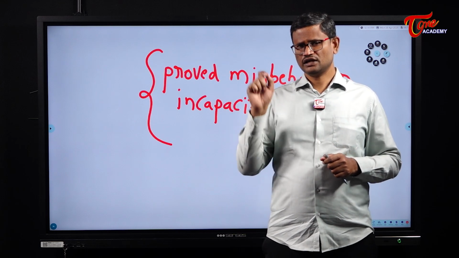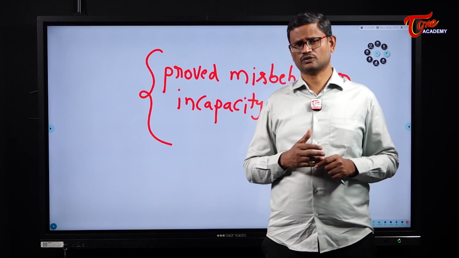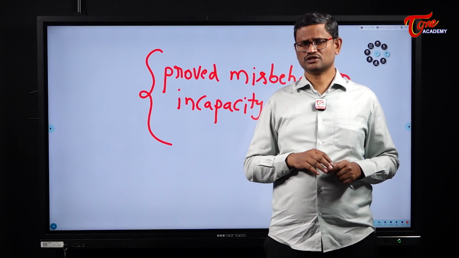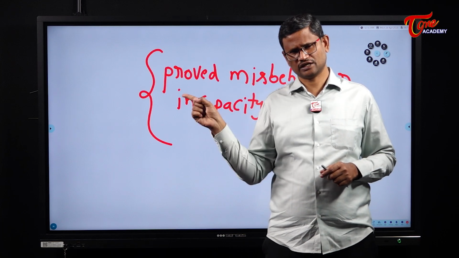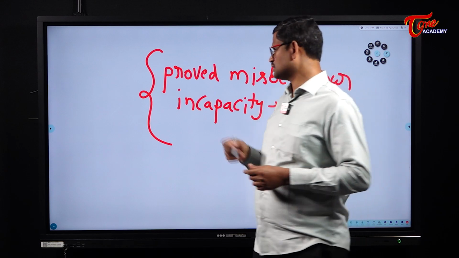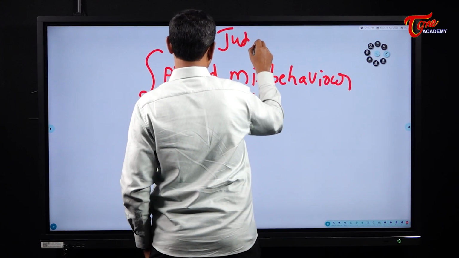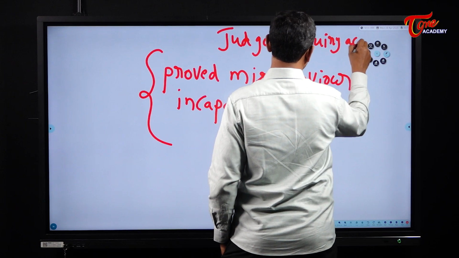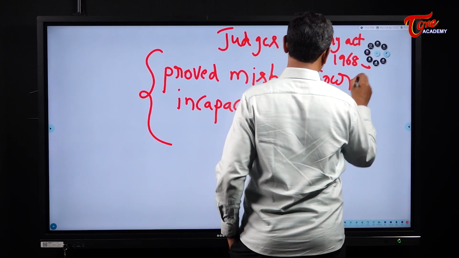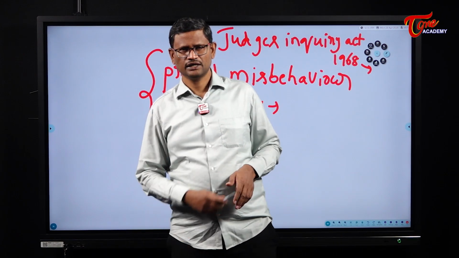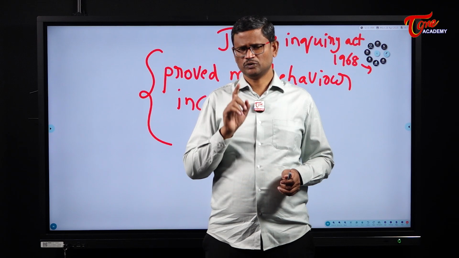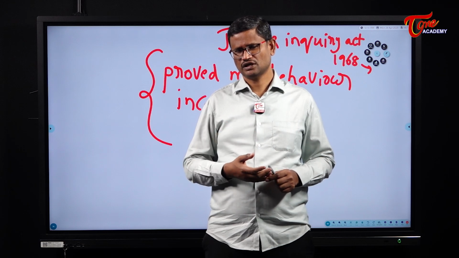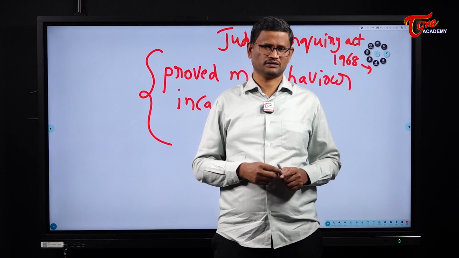And if there is any allegation of corruption against any judge of the Supreme Court and High Court, 100 members of the Lok Sabha, or 50 members of the Rajya Sabha, should sign a petition and give it to the Speaker of the Lok Sabha or the Chairman of the Rajya Sabha. And this is laid down in the Judges Inquiry Act 1968, which was made by the Parliament. This law says that 100 members of the Lok Sabha or 50 members of the Rajya Sabha should sign a petition for the removal of a judge and submit it to the Speaker or the Chairman.